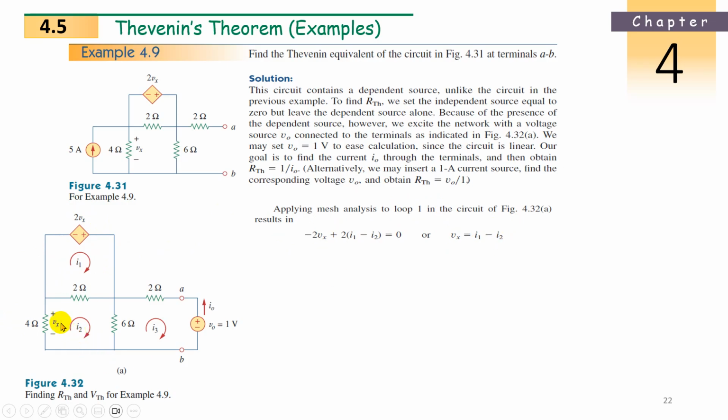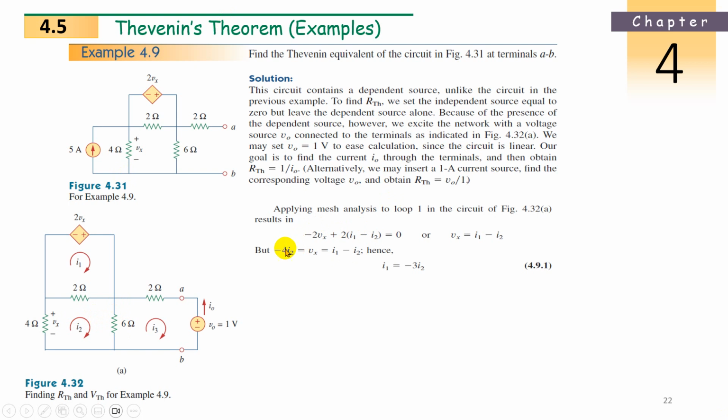Rearrange this one. Take I1 minus Vx to the other side, cancel 2 and 2. You will get Vx is equal to I1 minus I2. One equation we got. Another equation from here also: Vx is equal to 4I2. We can substitute later.